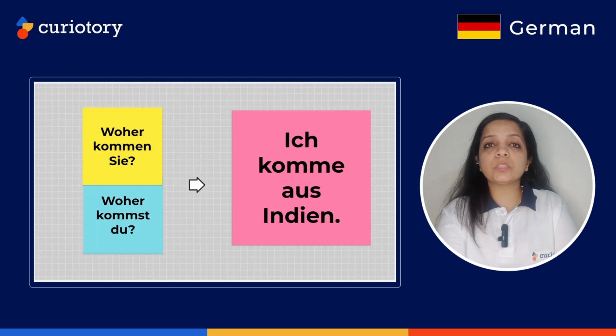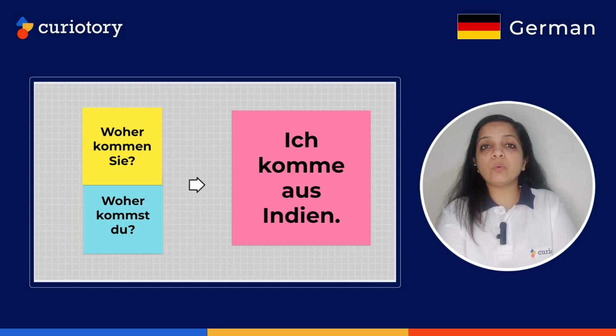So the answer to this question will be Ich komme aus Indien. Indien is India. So I come from India. India is my origin. So when you want to know about someone's place or country of origin, you will ask this question, that where do you come from?